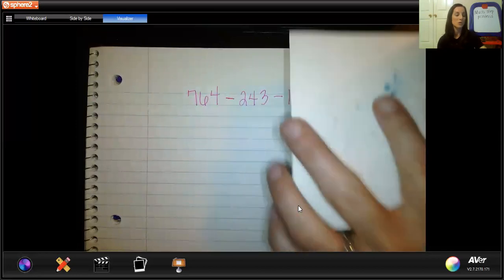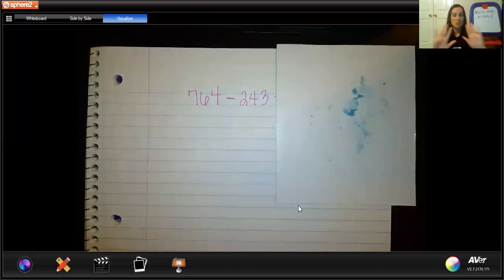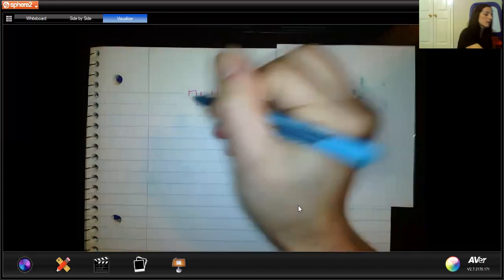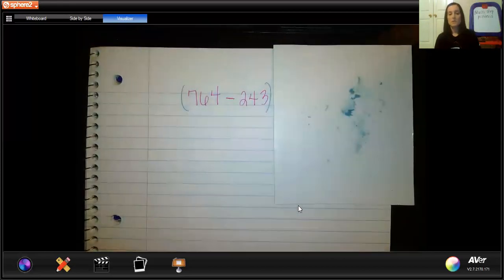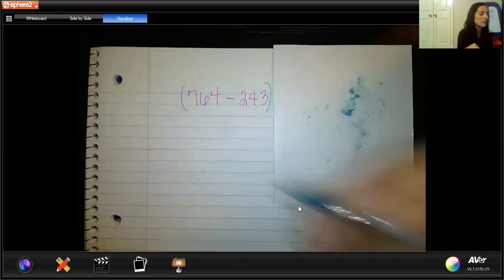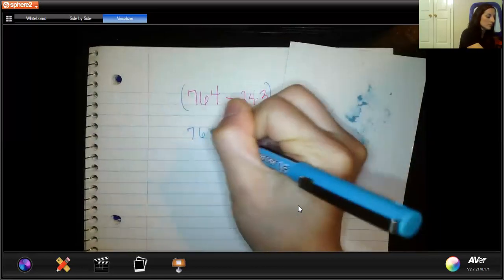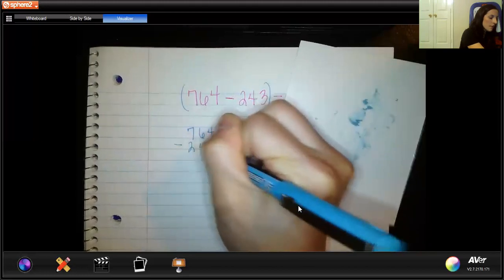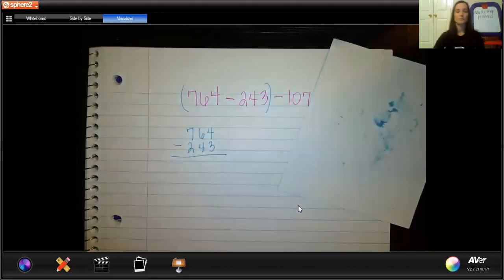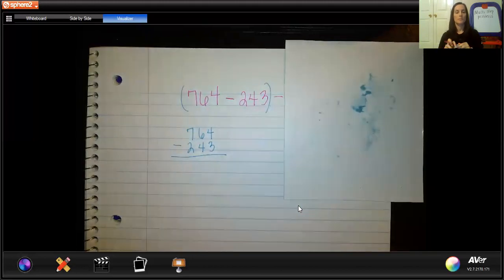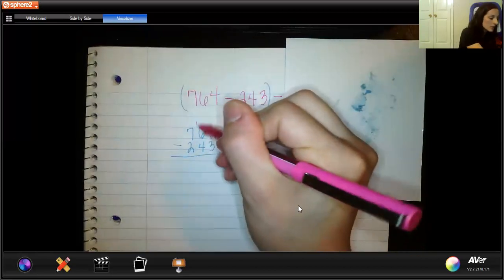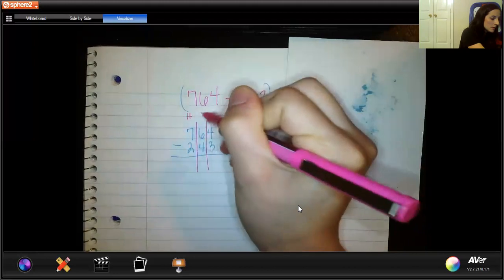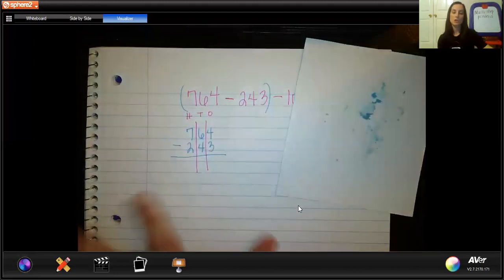but the first thing we should do, we need to split. We need to just only look at the first two numbers, okay? So 764 minus 243. Always paying close attention to the sign. Okay, we always make sure that we are lining up our hundreds, our tens, and our ones. And again, if you want to turn your paper to the side, if that helps you, that is perfectly fine.